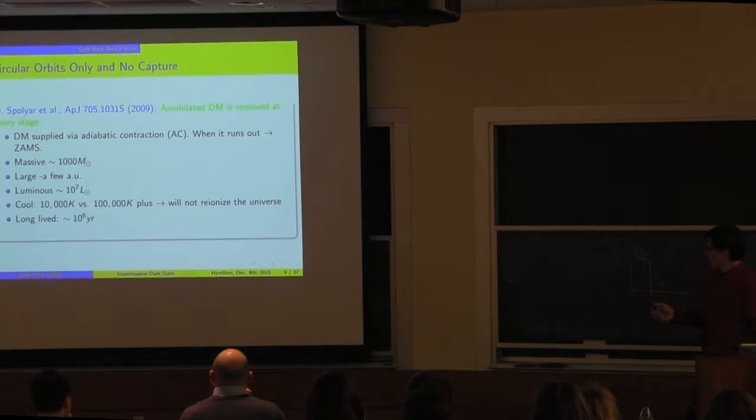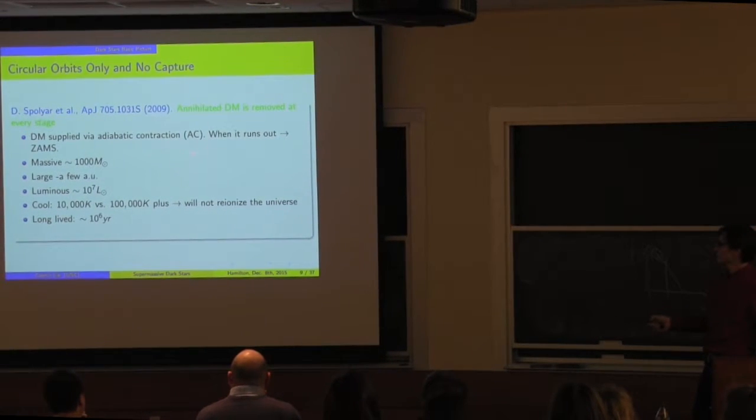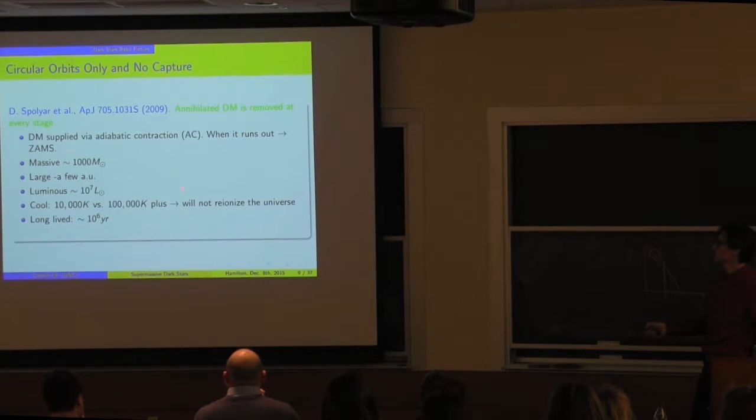In the standard picture, whenever you run out of dark matter supplied by adiabatic contraction, you end up with a massive object, about 1,000 solar masses, a few astronomical units in size, very bright, but cool. That's important to remember. They are about 10,000 Kelvin versus 100,000 Kelvin for Pop III stars.